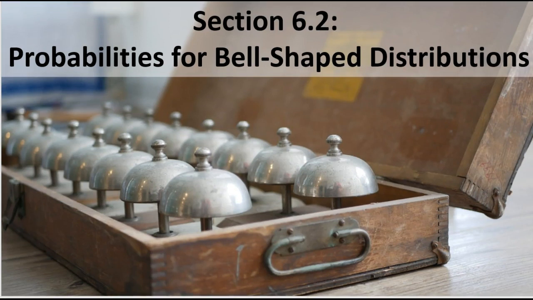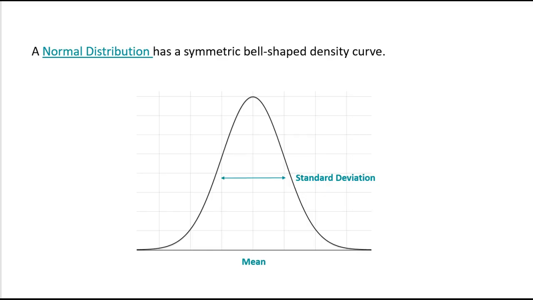In section 6.2, we're going to look at probabilities for bell-shaped distributions. We're going to start by looking at a normal distribution, which is the most important of the bell-shaped distributions. A normal distribution has a symmetric bell-shaped density curve. Each normal distribution or normal curve has its own mean, which controls the center and is usually denoted by the Greek letter mu, and standard deviation, which controls the spread and is usually denoted with the Greek letter sigma.